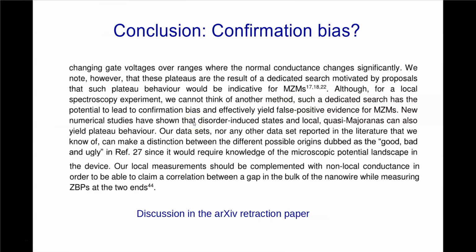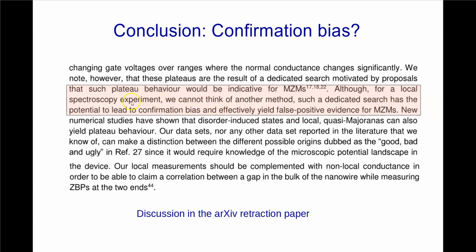So this video is already getting a little too long, but let me go right into the conclusions, or the discussions, in the retraction paper. What they say is: we note, however, that these plateaus are the results of a dedicated search motivated by the idea that such plateau behavior would be indicative of MZMs. So they went into this looking for something. They were looking for these plateaus. And they say, although for local spectroscopy experiments we cannot think of another method, such a dedicated search has the potential to lead to confirmation bias and effectively yield false positive evidence of MZMs.